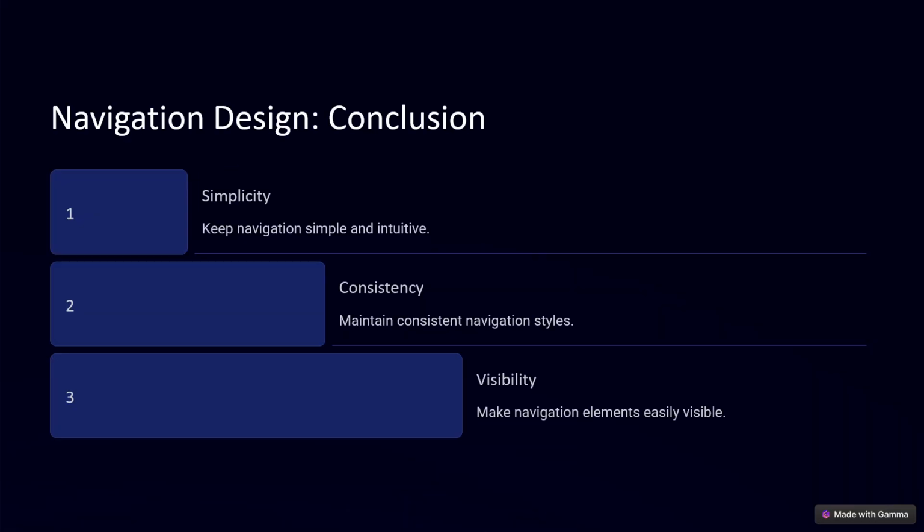In conclusion, you have to keep your navigation or UI design as simple and intuitive as you can. You should have consistent design, maintaining consistent navigation system styles. For visibility, you have to make the navigation system easily visible. It should not be too large or too small.